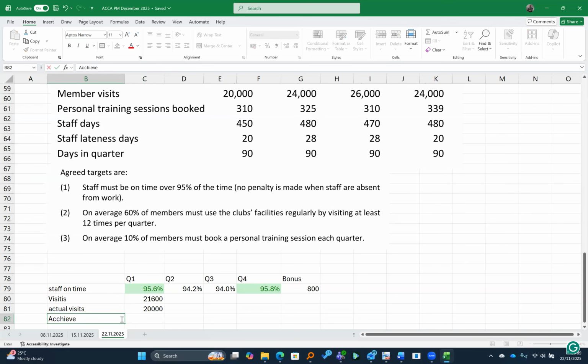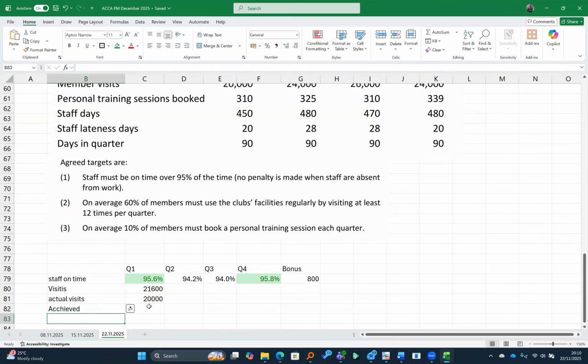Achieved. So I'm going to say this is just because we are here, this is not what you're going to do in the exam. In the exam, you just look at it and say not achieved. You put no. But if the actual visits are more than this one we have calculated, let's say they visited, yes, or we say no. Okay, so in this case, this was not achieved.